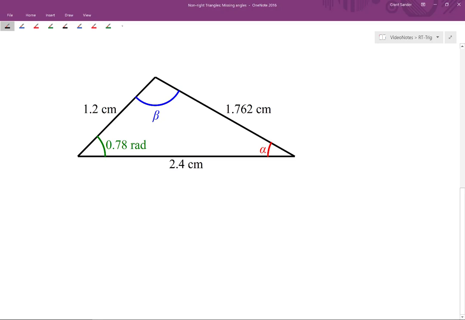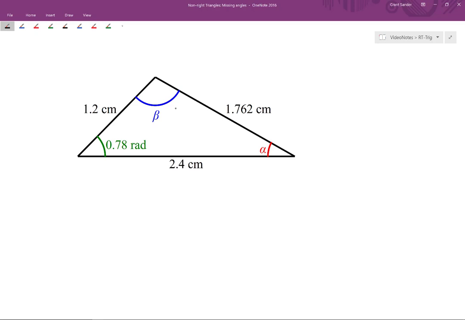In this video, we will use what we know about right triangles to think about this non-right triangle. So consider this non-right triangle here. We know the lengths of each side, and we know that one of the interior angle measures is 0.78 radians, but we don't know the measures of the other two interior angles. And that's actually what we'll find in this video.